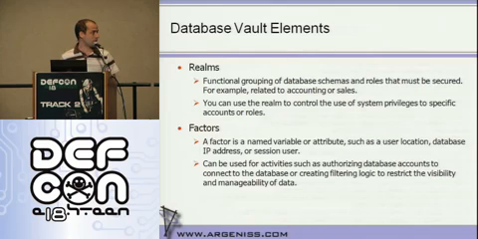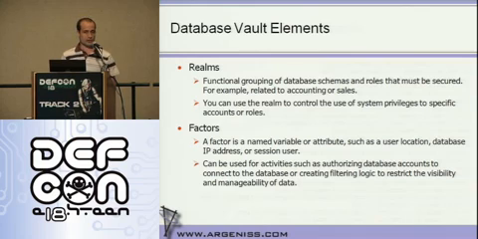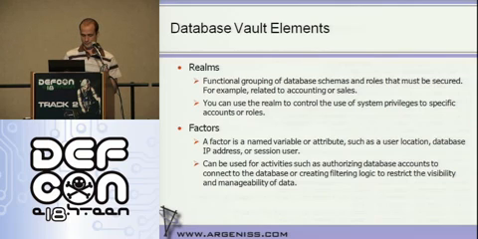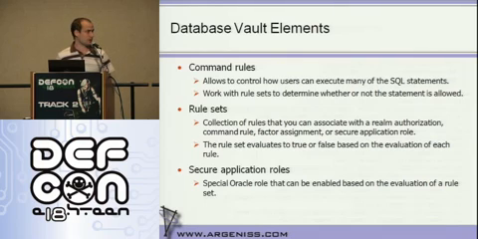Then we also have the factors, that are named variables or attributes, such as IP addresses, user locations, or session usernames. These factors can be used to control the access to the database. This can be used to provide protections against application bypass or ad hoc database access. Then we also have some other concepts that we can use to further protect the database.